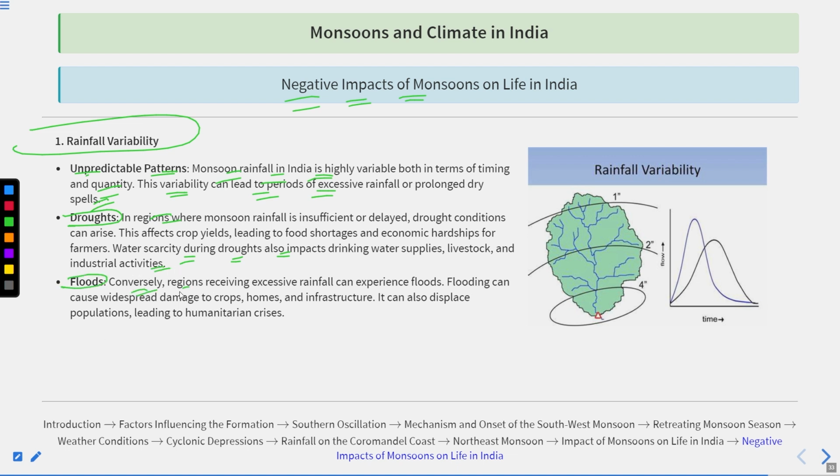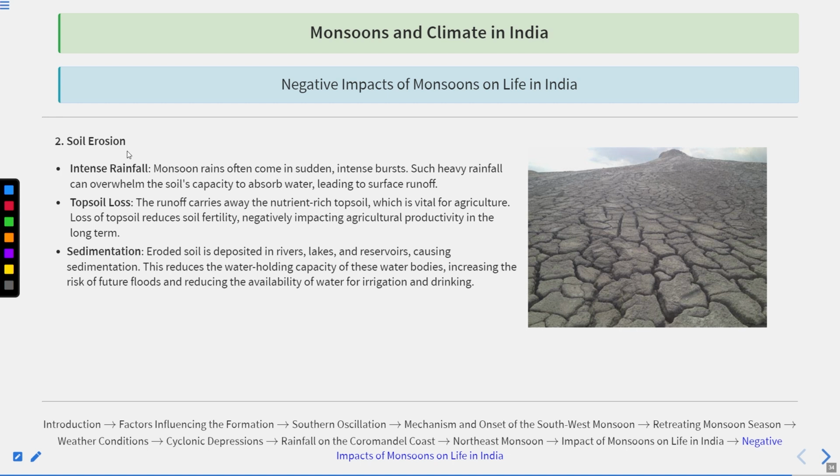Floods. Conversely, the regions receiving excessive rainfall could experience floods. Flooding could cause widespread damage to the crops, homes, and infrastructure. It could also displace population, leading to a humanitarian crisis.